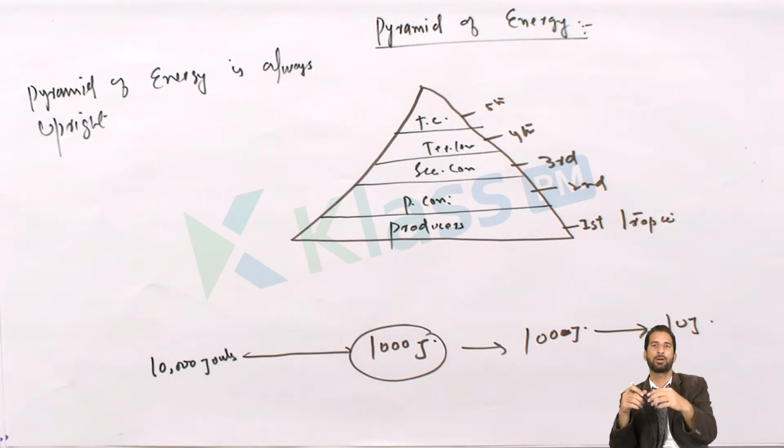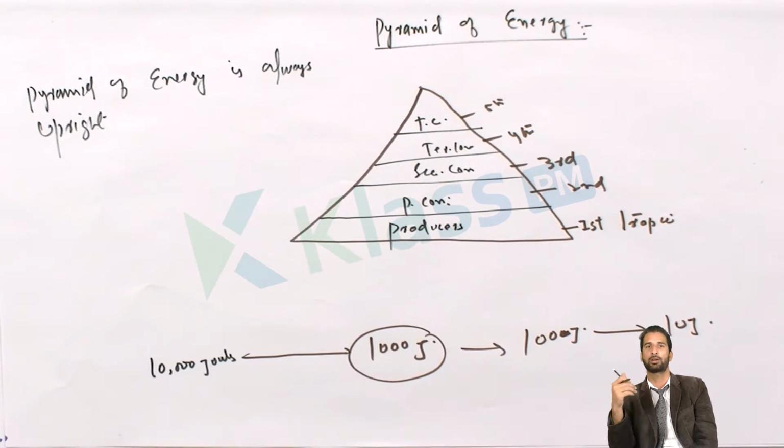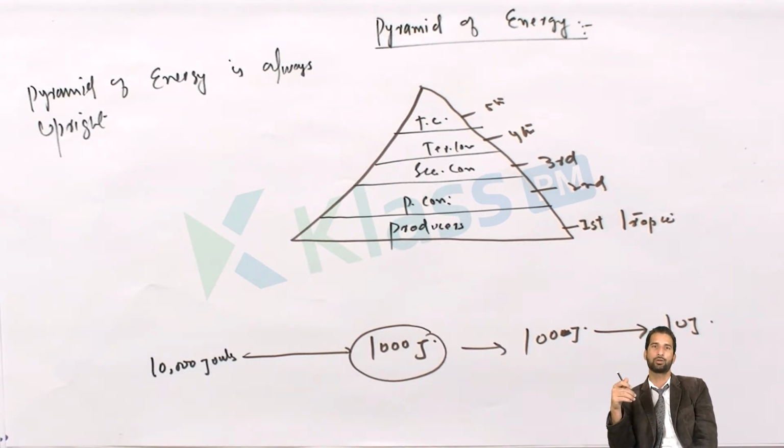Producers have a high amount of energy available, but primary consumers have less energy compared to the producers, and secondary consumers got very little energy compared to primary consumers, and tertiary consumers have very little energy compared to secondary consumers, and top consumers have the least amount of energy compared to the tertiary consumers. So this is all about the pyramid of energy.